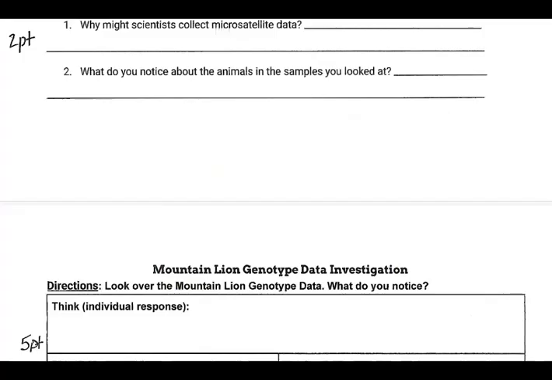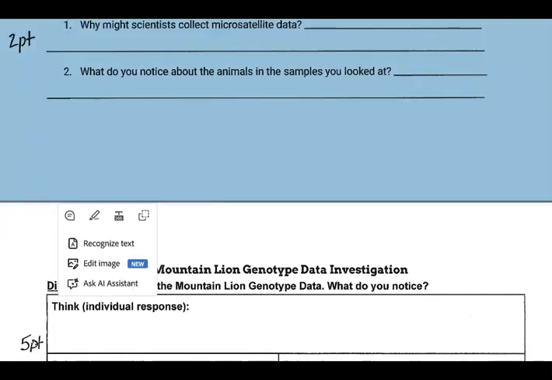So now to some questions. Why might scientists collect microsatellite data? You know that this is chromosomes, right? So you're looking at the relationships between the chromosomes, and then you're looking at them between individuals. So they're primarily used as markers for genetic profiling.